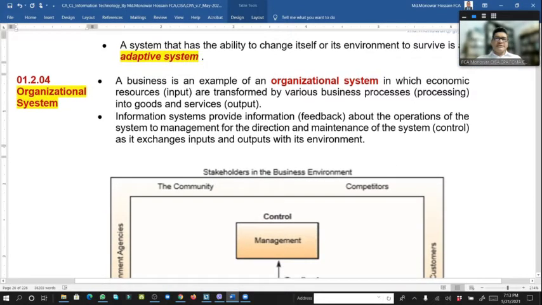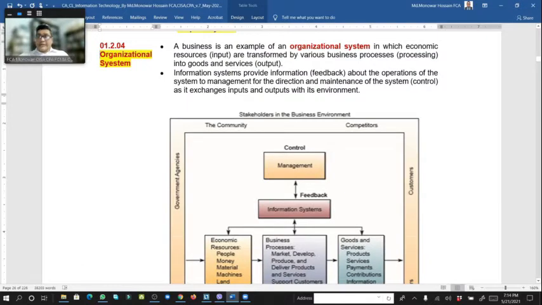Organizational system. What is an organizational system? A business is an example of an organizational system in which economic resources, that means our input, are transformed by various business processes, that means through the processing, into goods or services, and that is our output. So the information system provides information, that means feedback, about the operation of the system to management for maintaining the system. It is the control and exchanges the input and outputs with the environment. So this is the organizational system.